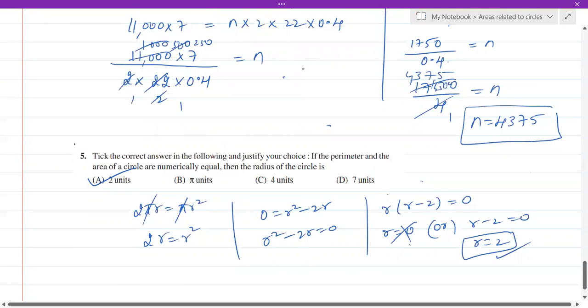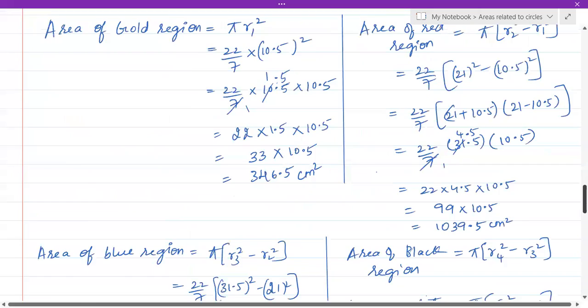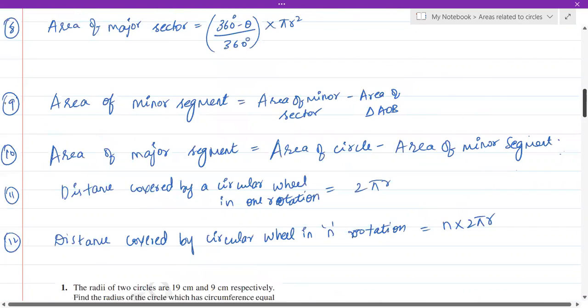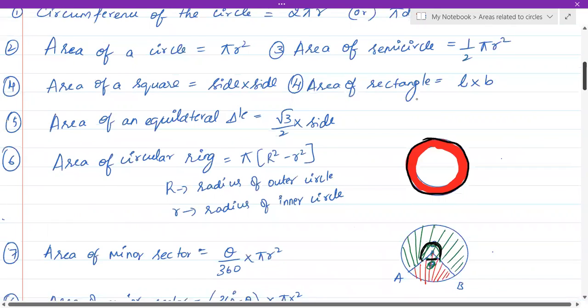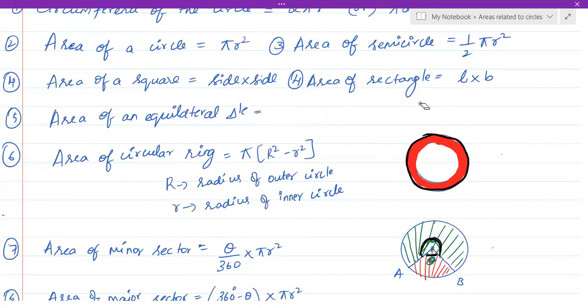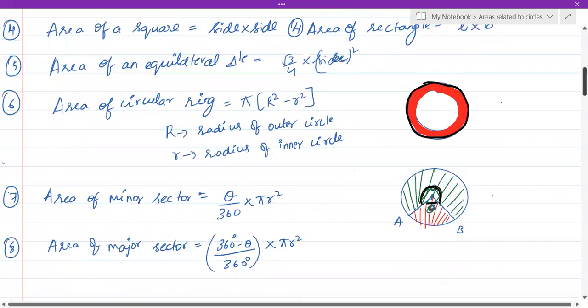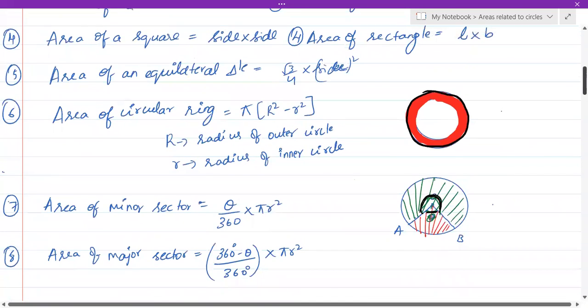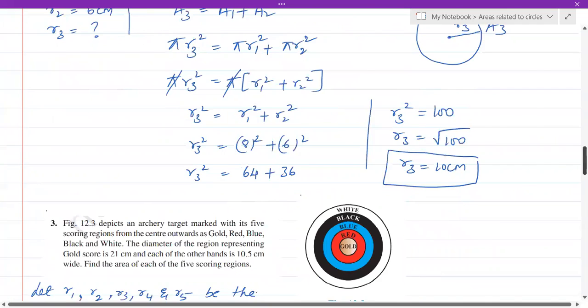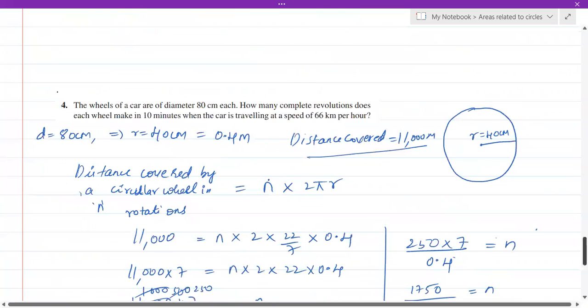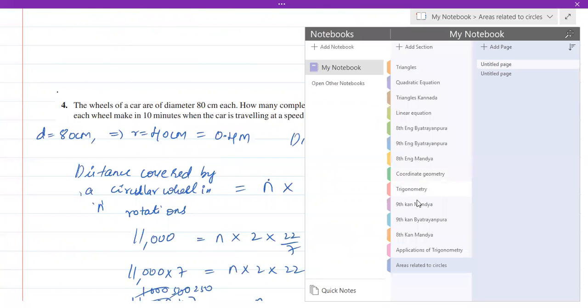And once again, in one of the formulas, that is in the first video, let me check with the formula of the equilateral triangle. I guess I might have made a mistake. Yeah, area of an equilateral triangle, I've made a mistake, I'm sorry about it. Root 3 by 4 into side square, that's the formula. Okay, root 3 by 4 into side square. Okay, root 3 by 2 into side is the altitude of the triangle. Okay, let's get into the next thing.